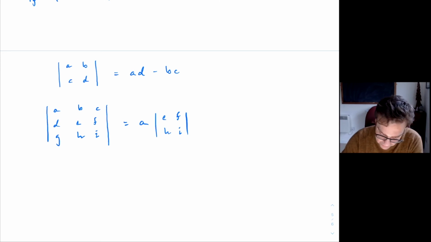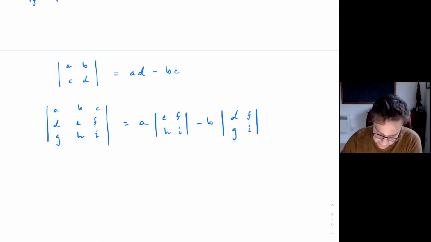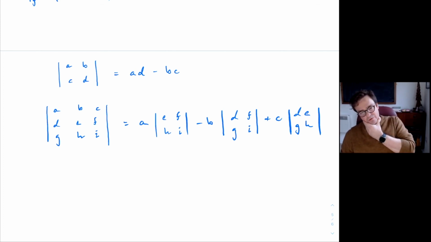And then the next thing you do is subtract. We go alternating, plus, minus, plus, minus, every other term. You subtract B times the determinant of all the elements that are not in either its row or column. So I'll write them out here. That's D, F, G, I, like that. And then the last term is an add of C times the determinant of D, E, G, H, like that. So that's how you do it for a 3x3 matrix.